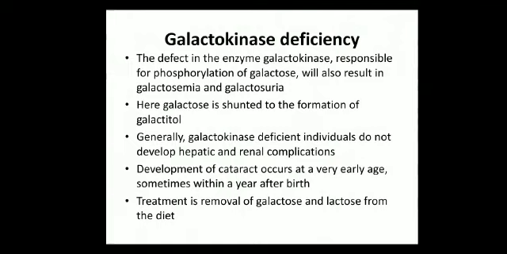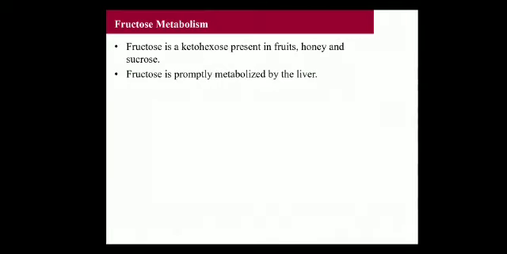And galactokinase deficiency: this enzyme is responsible for phosphorylation of galactose, right? So when this is deficient, there will also be galactosemia and galactosuria. So this galactose is shunted to formation of galactitol. Generally galactokinase deficiency is not seen. That will lead to hepatic or renal complications. Cataract might occur at a very early age, sometimes within a year of birth. Removal of galactose and lactose from the diet is the only treatment in this enzyme deficiency.